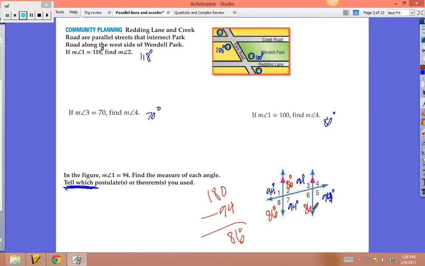6 is also 86, and my reasoning is it corresponds with 8. Corresponding angles are congruent if you've got parallel lines, which we do. And then the last one, 4, has got to be 86 degrees because it's vertical with 6.